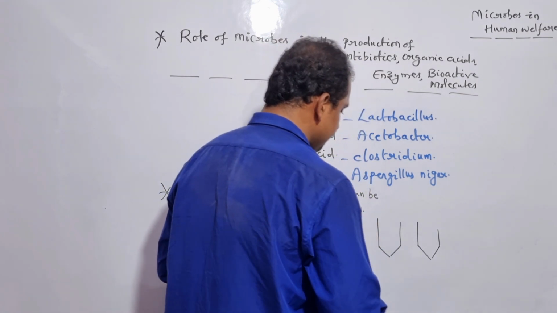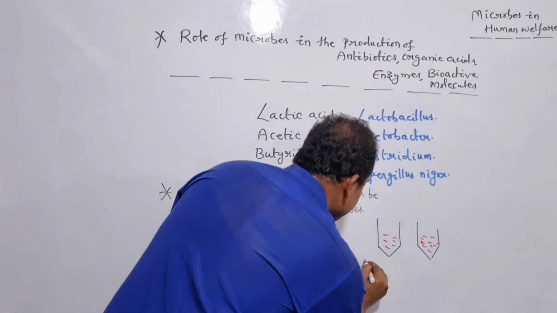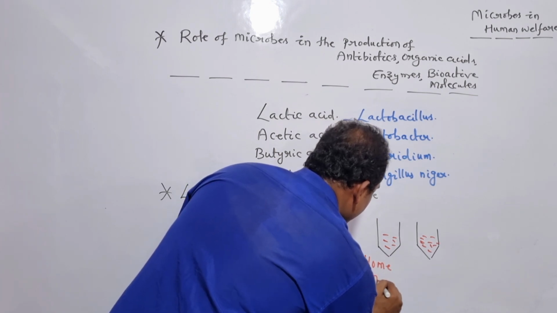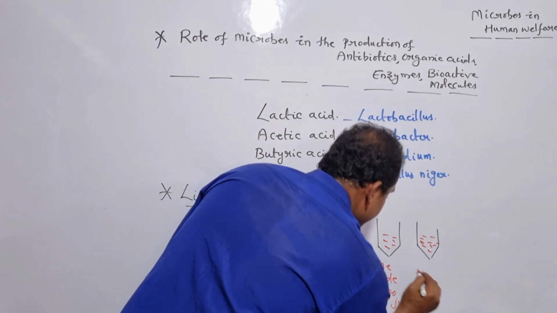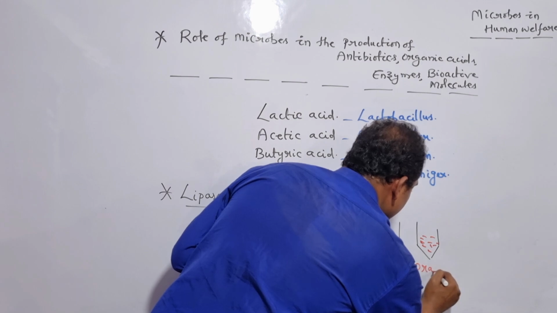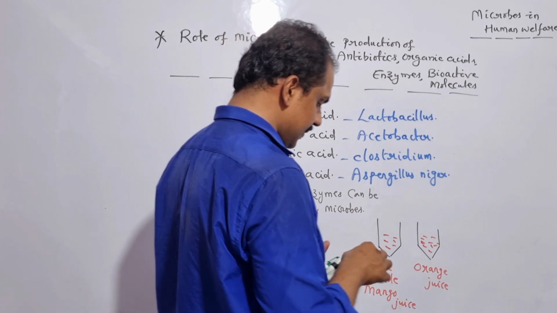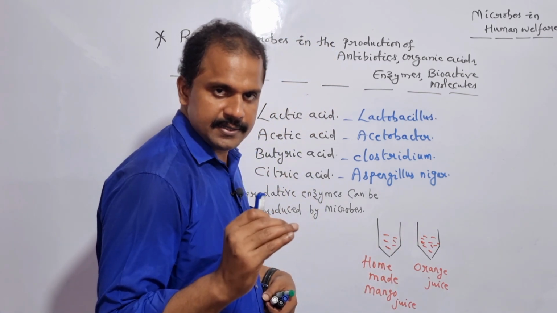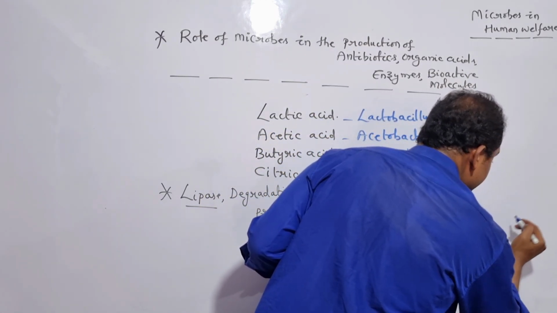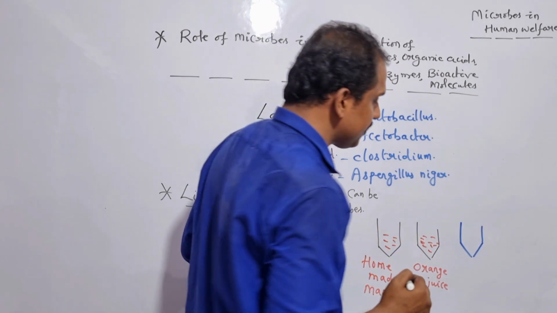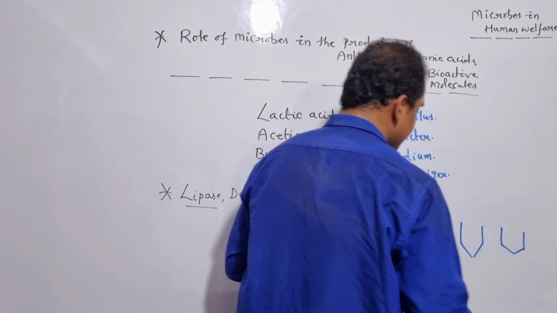So let me write it here. Homemade mango juice. And here it is homemade orange juice. Then in the same way, let us consider commercially available Maaza drink. Is it clear? Commercially available Maaza drink. Then in the same way, let us consider commercially available pulpy orange. So let me write it here.